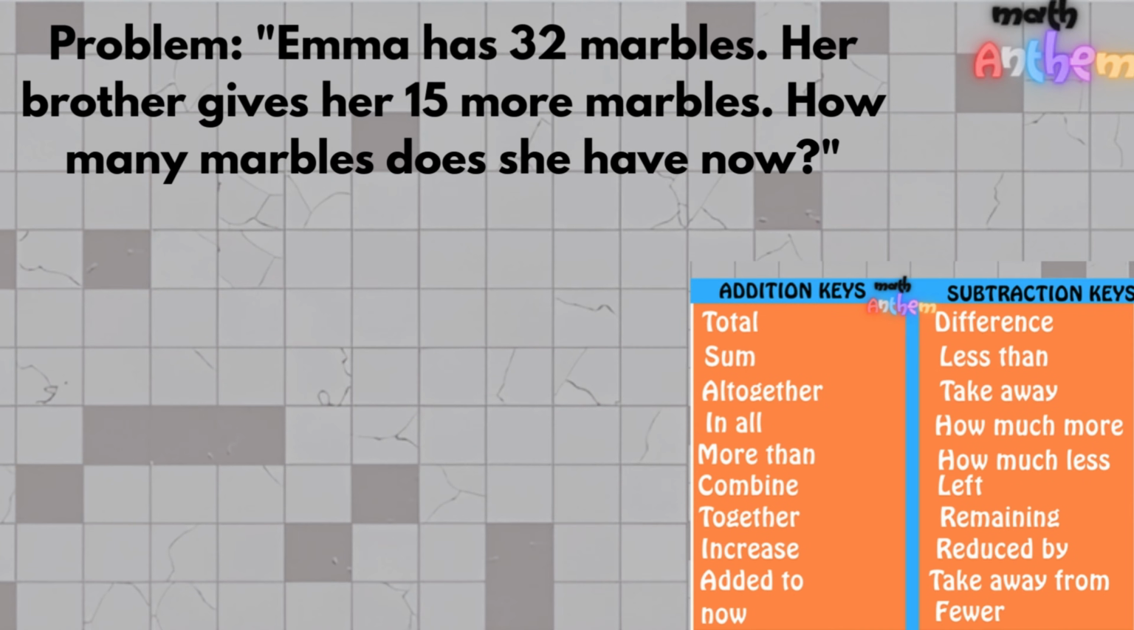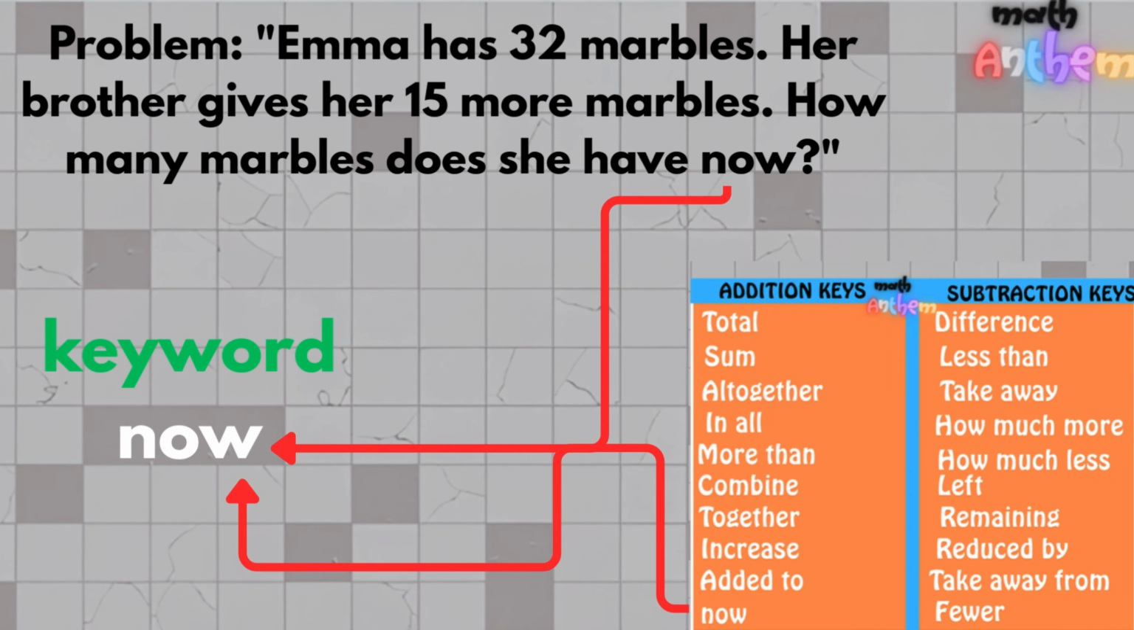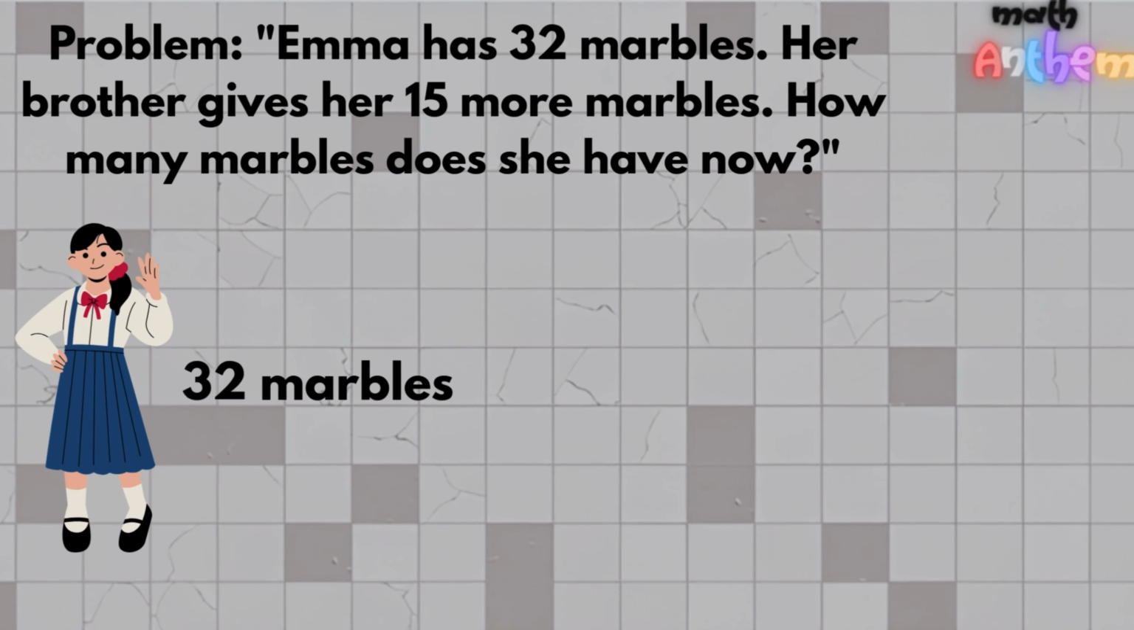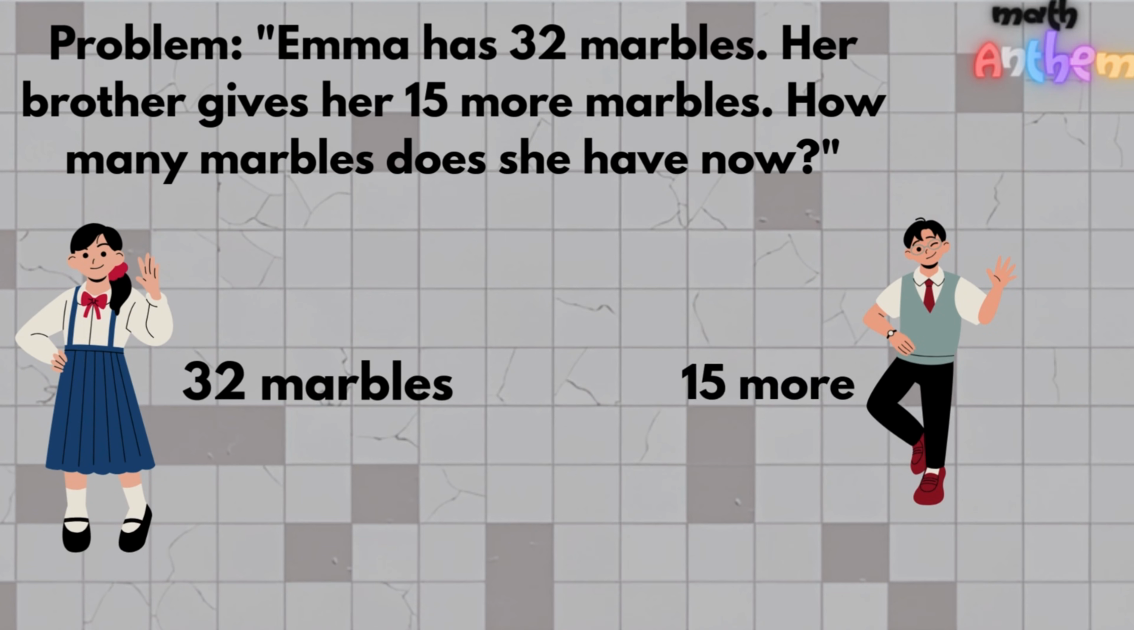Look at this one. Problem. Emma has 32 marbles. Her brother gives her 15 more marbles. How many marbles does she have now? The keyword now is important here because it signals that we're looking for the current total after something has changed. In this case, Emma started with 32 marbles and then her brother gave her 15 more.